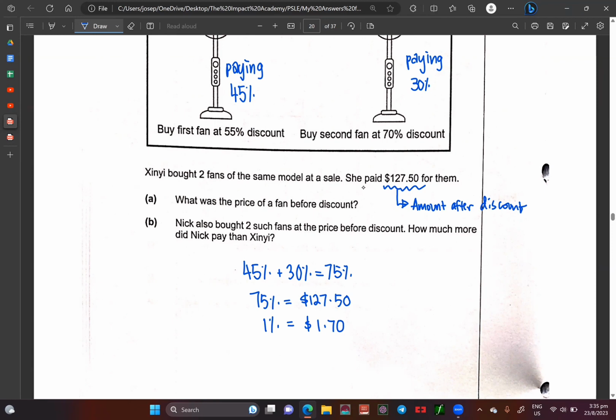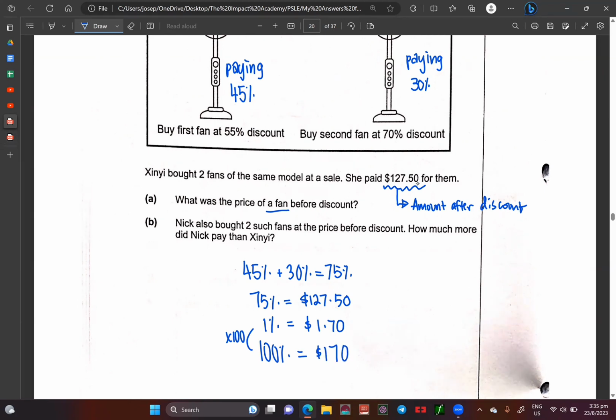So what I want to do next is find the price of a fan before discount. So I just have to say 100%. All right, so we times 100 over here. So 1.7 times 100, we get to $170. Let's move on to B.